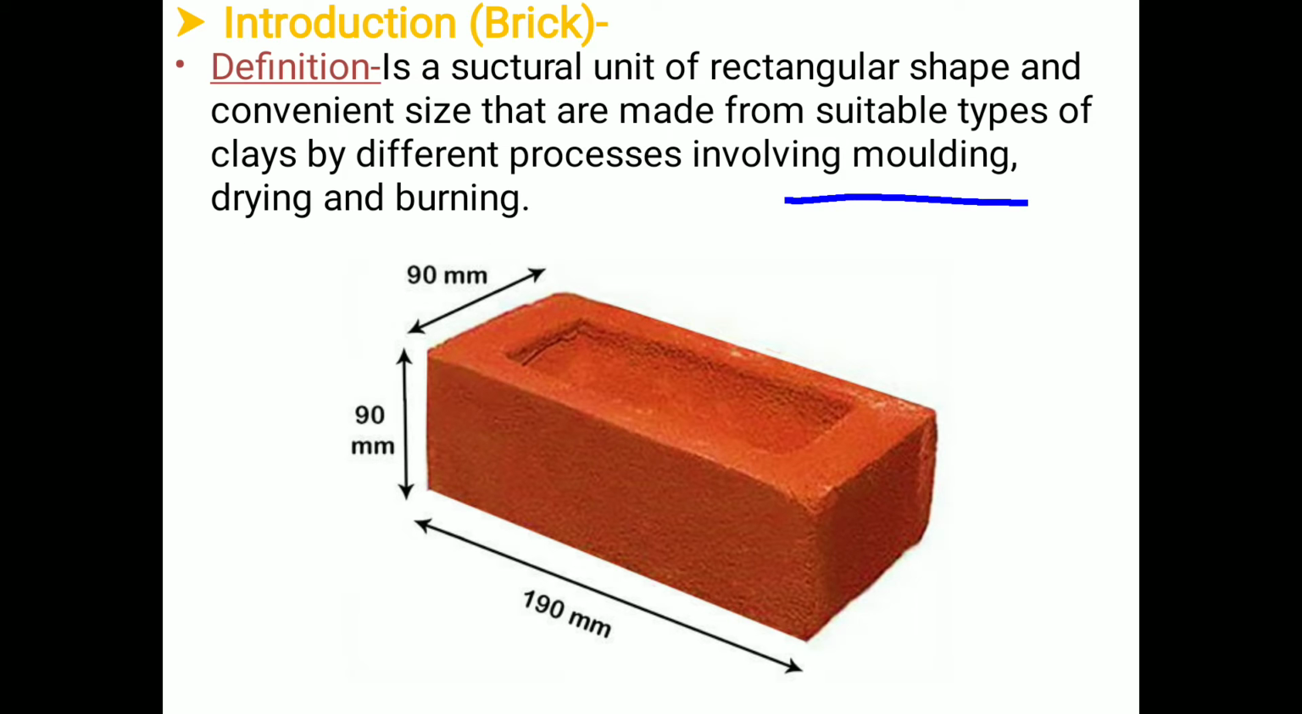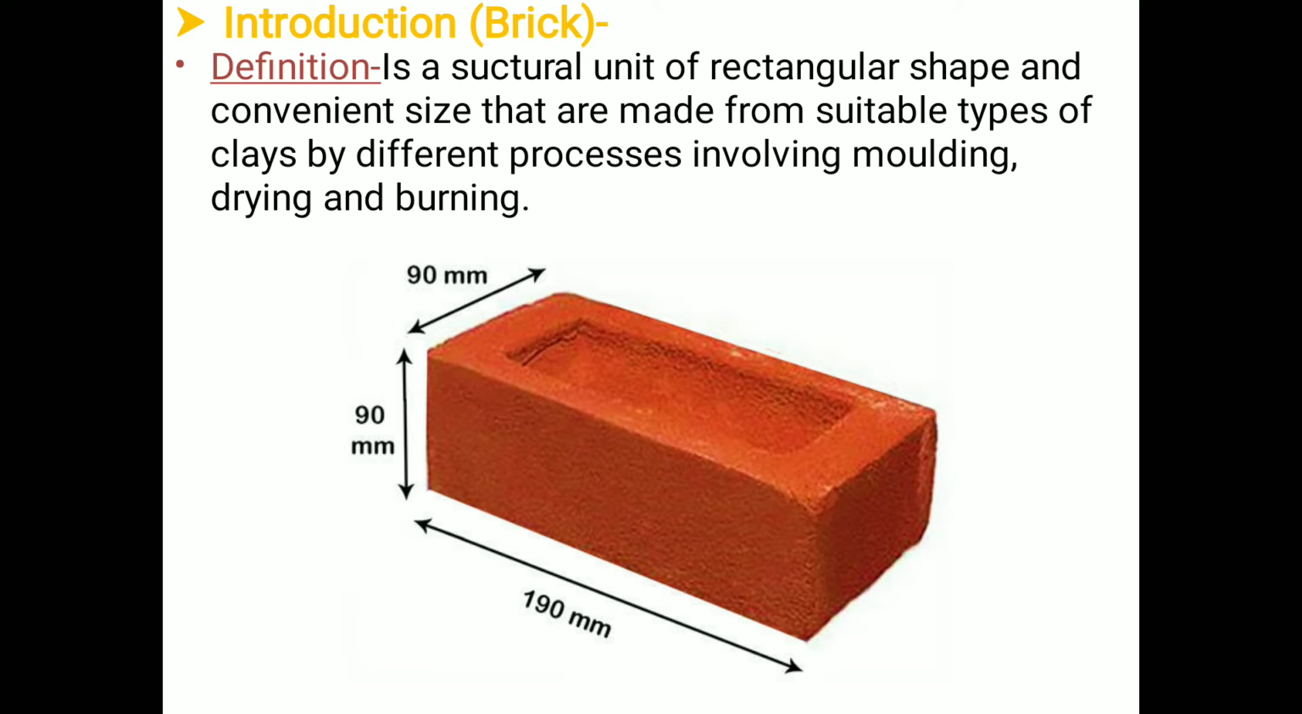As shown in the figure, we have a brick of rectangular shape, which has a specific dimension and a convenient size. All the edges of the brick are sharp. The dimensions of the brick are: length is 190 mm, depth is 90 mm and width is 90 mm. We can express it in centimeters also. Length will be 19 centimeters, depth will be 9 centimeters and width will be 9 centimeters. So the size of the brick is 190 mm by 90 mm by 90 mm as shown in the figure.